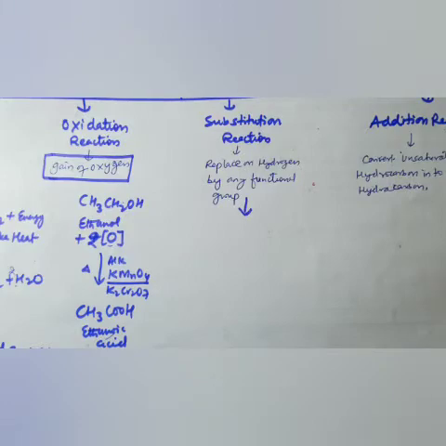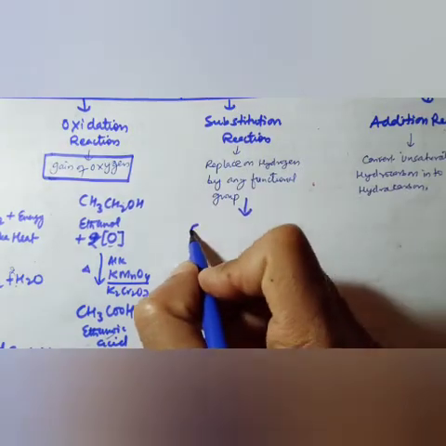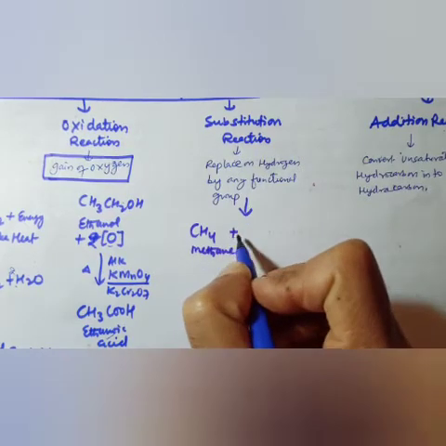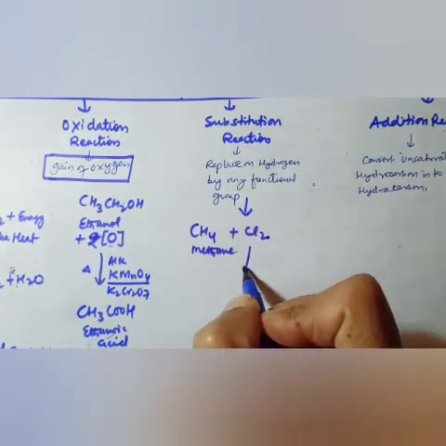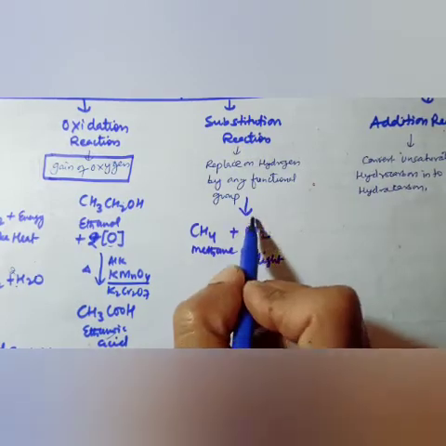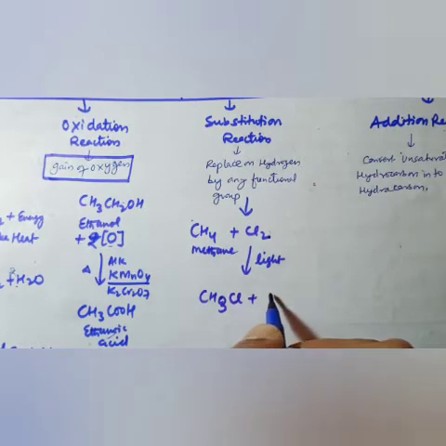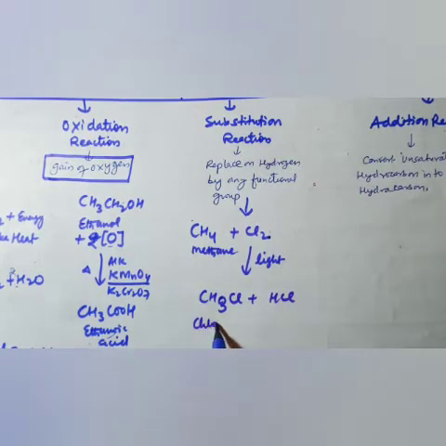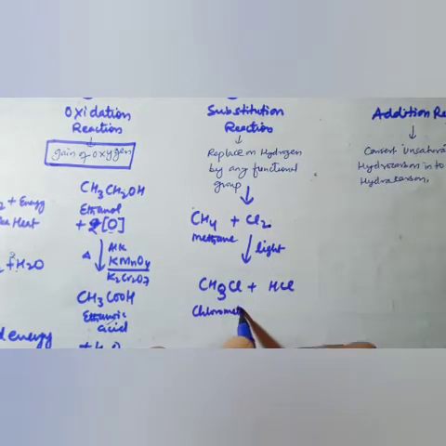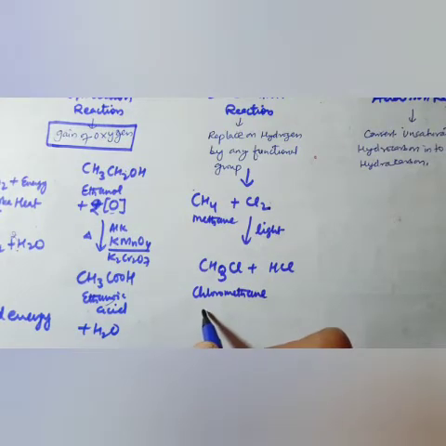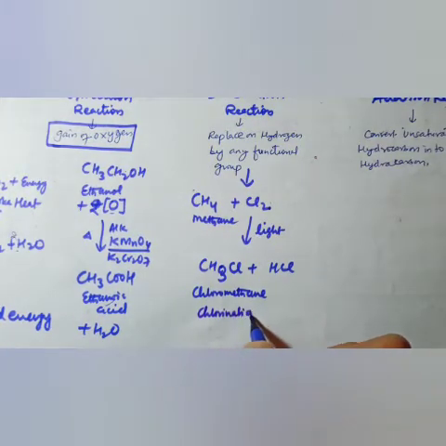alkanes are saturated hydrocarbons that do not contain any weak unsaturated bond. So alkanes are quite unreactive and cannot undergo addition reaction. So for example, CH4, that is methane, plus Cl2, when in the presence of sunlight, chlorine will replace one hydrogen. It will give CH3Cl plus HCl. It means that it changes into chloromethane. Okay, chloromethane. So methyl chloride you can say. So this process is called chlorination.